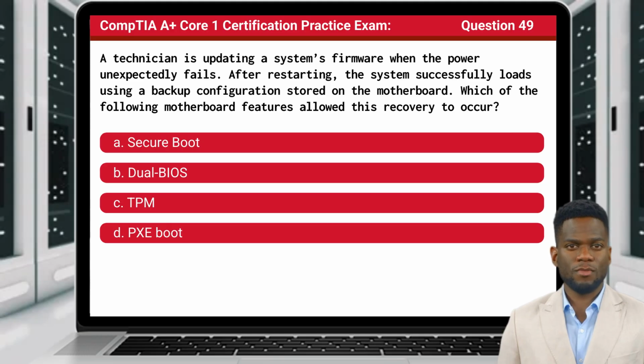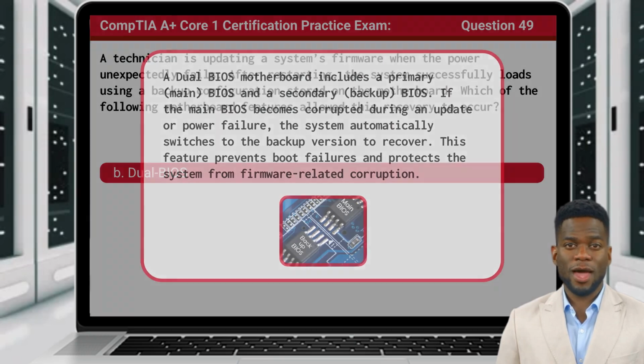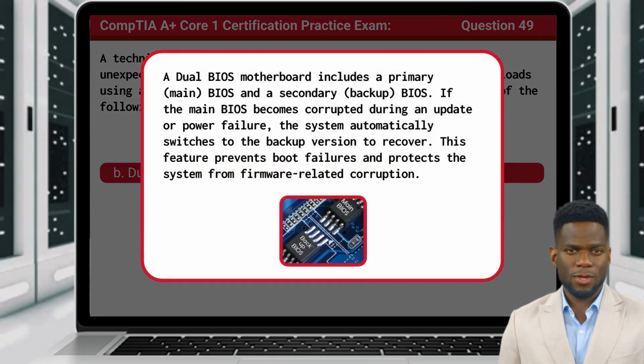The answer is B. Dual BIOS. A dual BIOS motherboard includes a primary or main BIOS and a secondary or backup BIOS. If the main BIOS becomes corrupted during an update or power failure, the system automatically switches to the backup version to recover. This feature prevents boot failures and protects the system from firmware-related corruption.